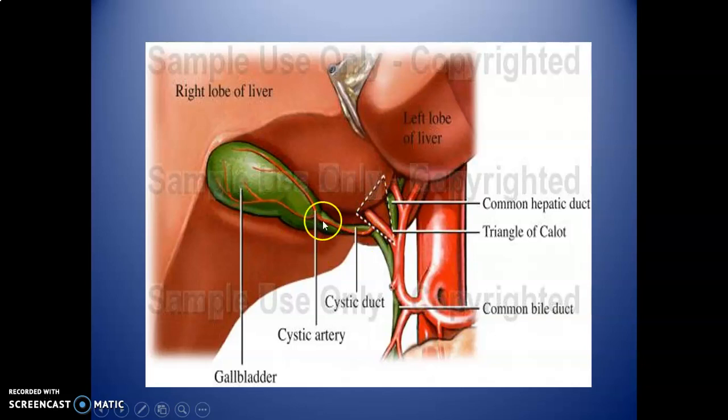From this image, you can see the left and the right lobes of the liver, and this is the gallbladder. You can see the cystic artery coming from the right hepatic artery, and the cystic duct is here. The right and left hepatic ducts form the common hepatic duct, which is joined by the cystic duct to form the common bile duct.